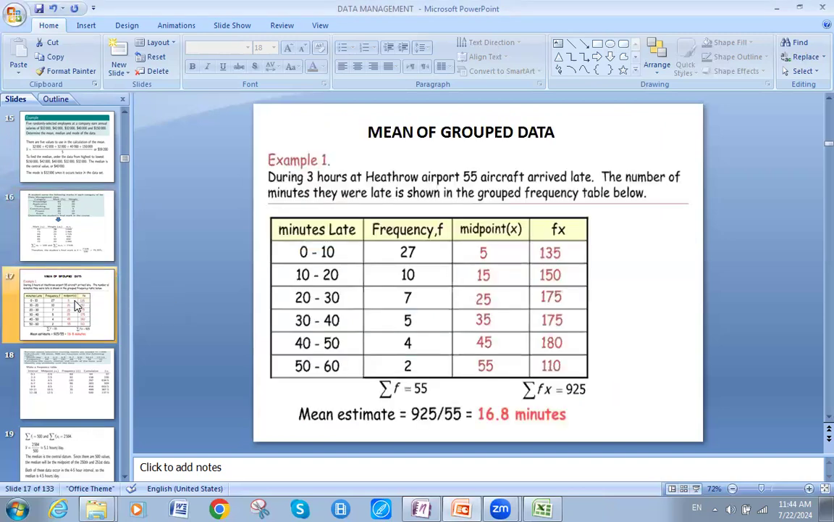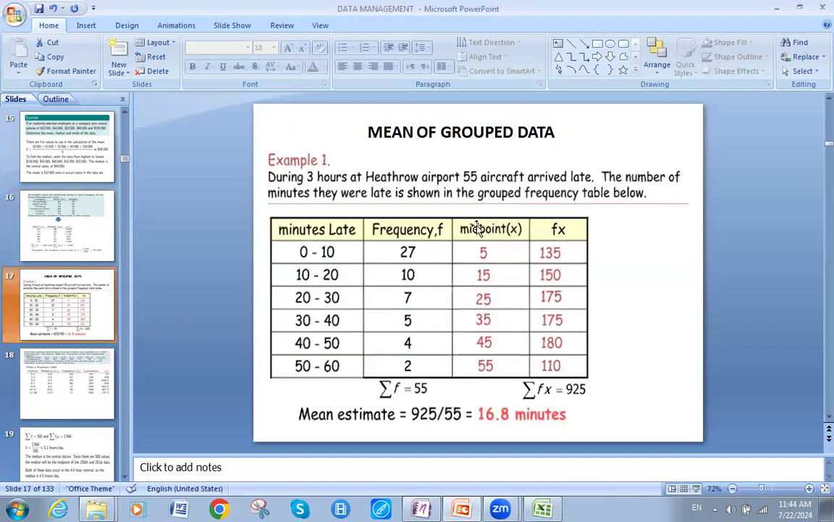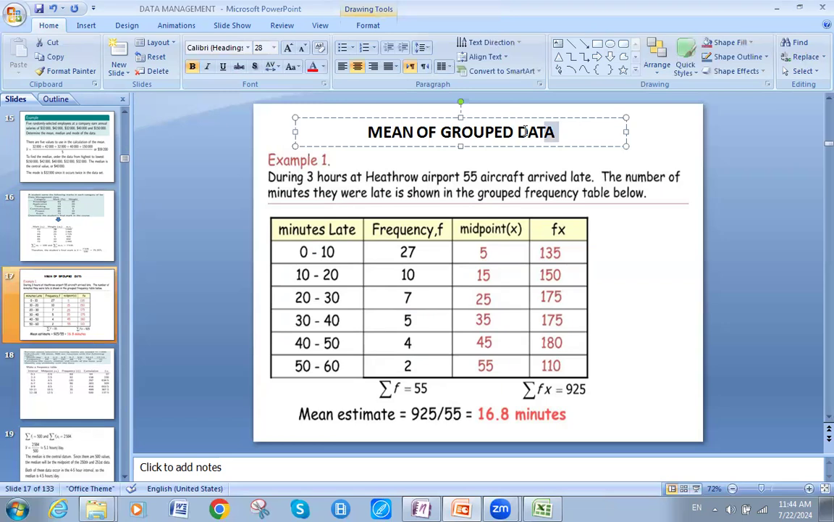And this was the second group of data, for the weighted average. Now we will move into the grouped data. Grouped data means that I categorize my data in groups.